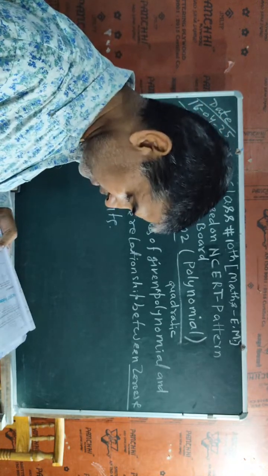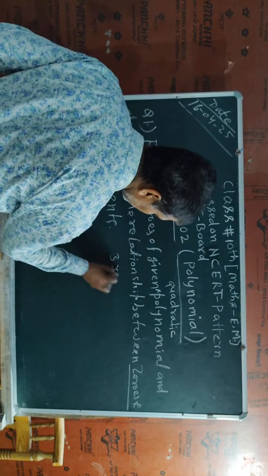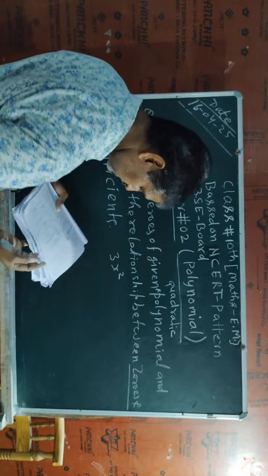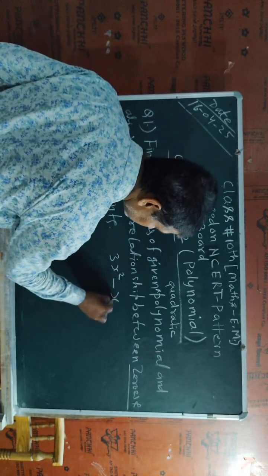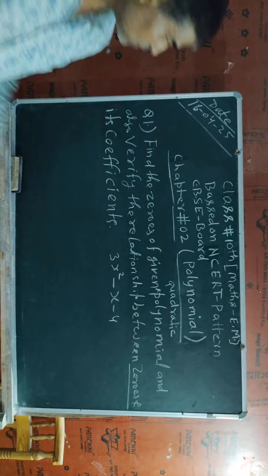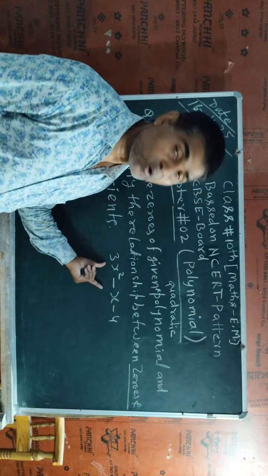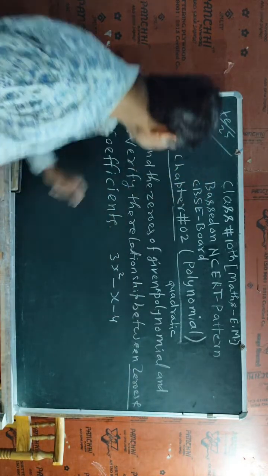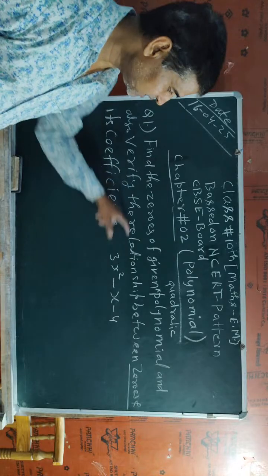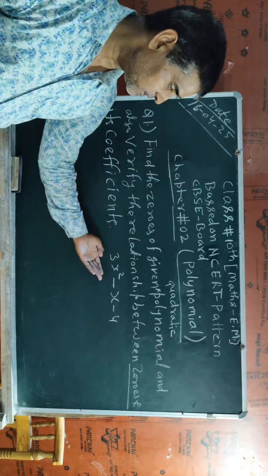So here I am writing one polynomial that is given, that is 3x square minus x minus 4. Okay, student. The question says, find the zeros of the quadratic polynomial. This is the quadratic polynomial, and also verify the relationship between zeros and its coefficients.